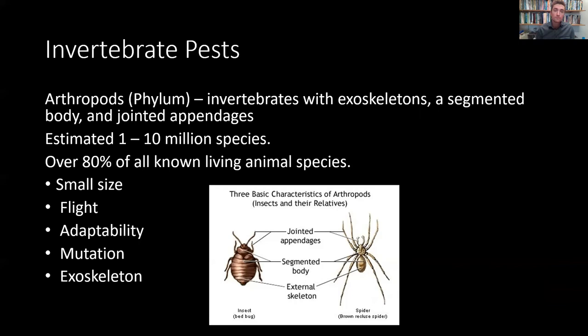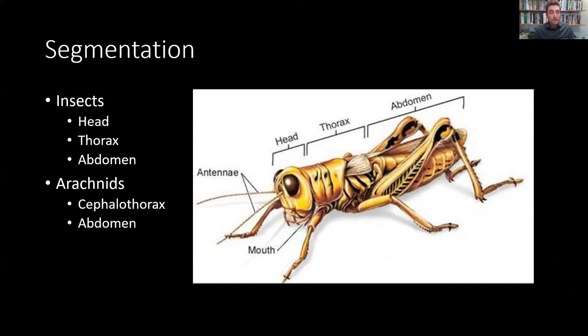Now let's take a closer look at the body segmentation. Insects are the ones that are probably most common to most people. They have three different body segments. They all have a head, then they have a thorax, and finally the abdomen. Arachnids only have two body segments. And within that, it's important to be able to count or recognize these segments. It helps you to narrow down the identification of the organism causing damage to plants. So that way you can select appropriate control methods.